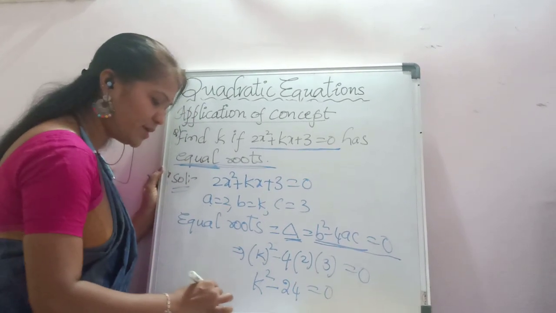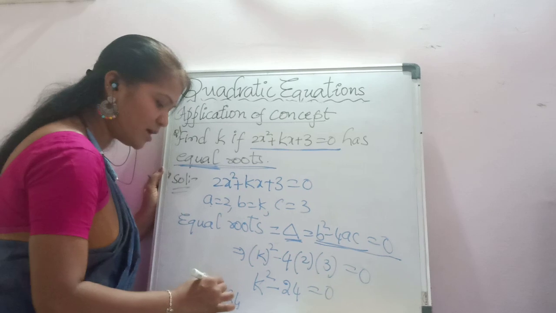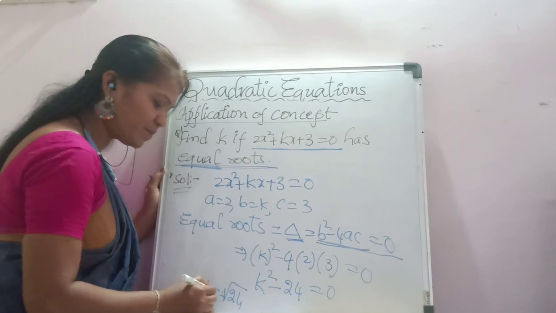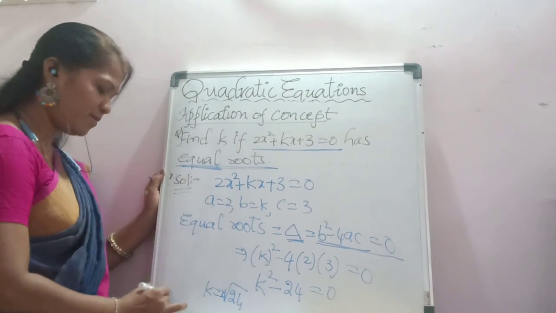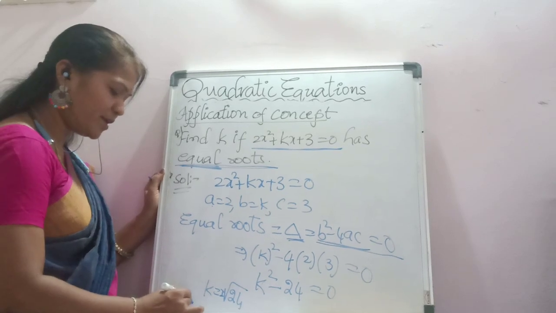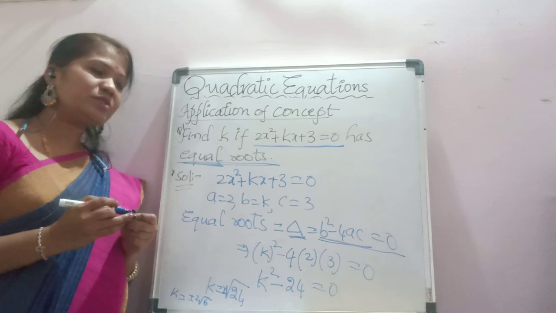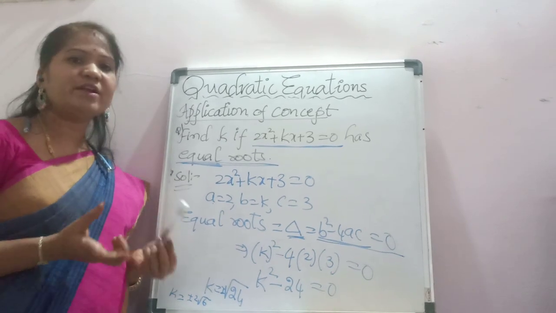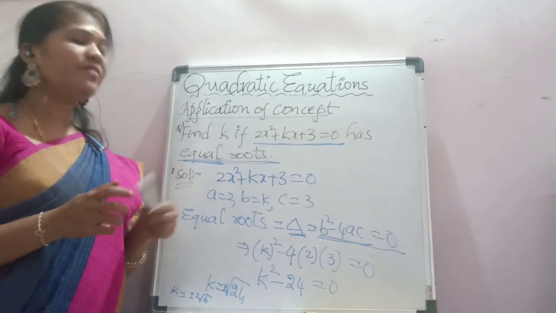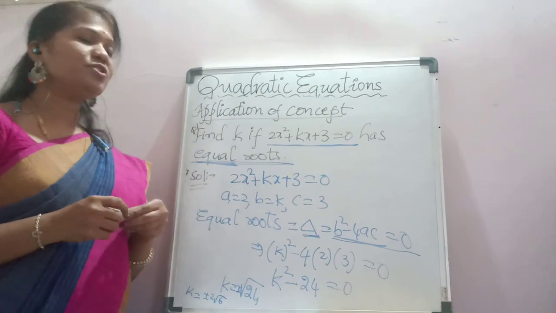So k becomes what here? Plus or minus under root 24. So therefore the k value will become plus or minus 2 root 6, isn't it? So the value of k is root 24, also you can write it. So these are the different ways and applications of the concept.